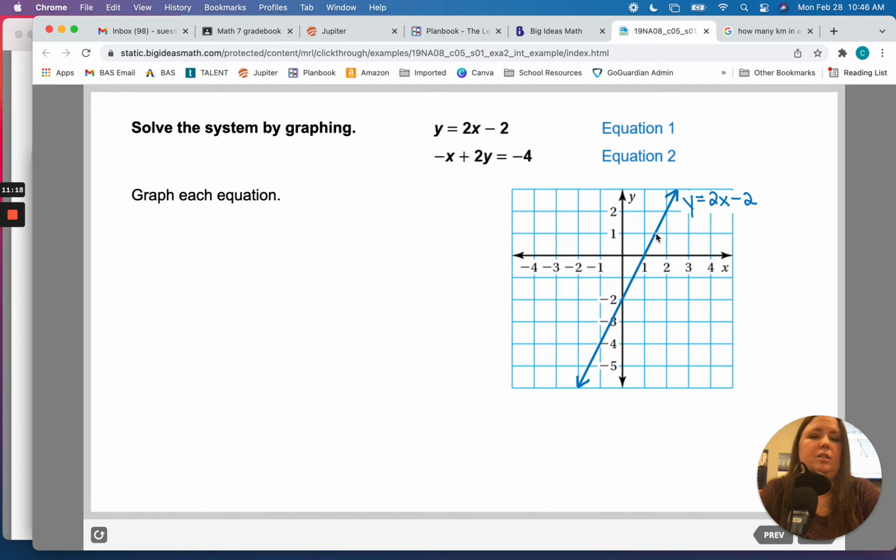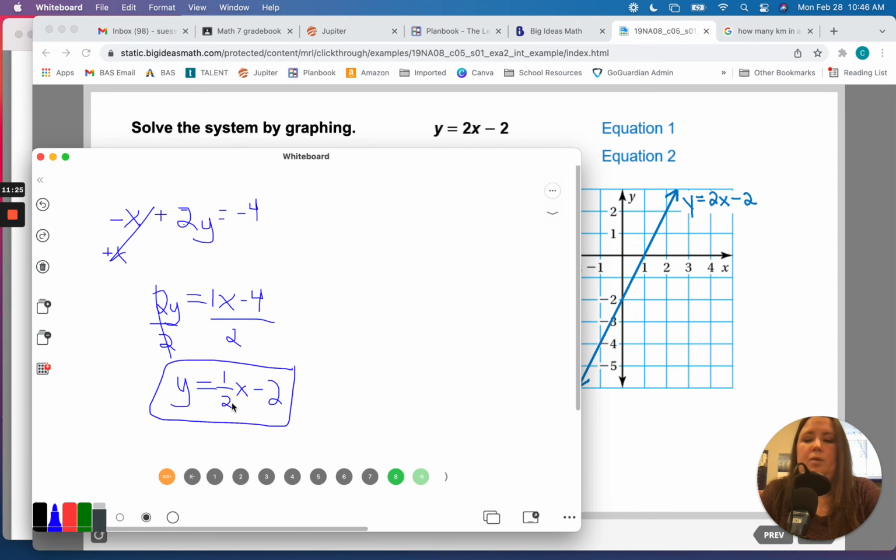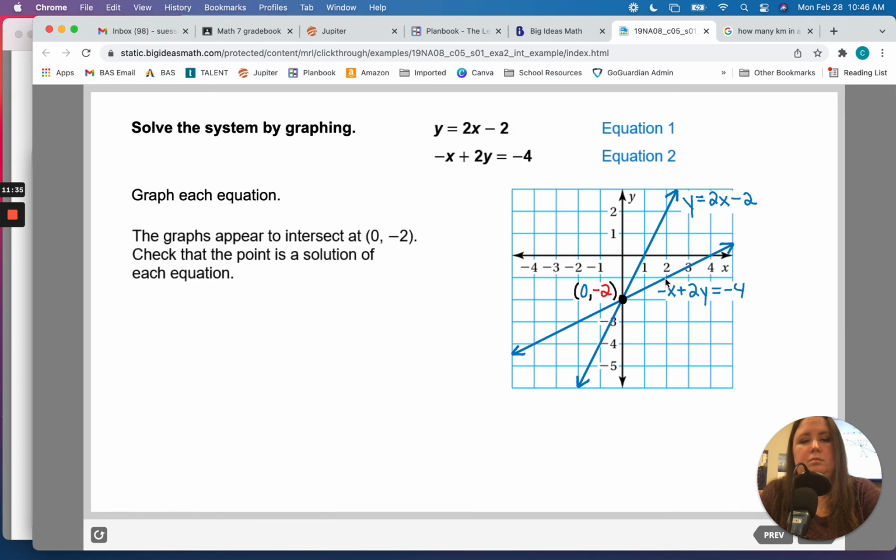Okay, so here's the first line. Now the second line, we wrote as an equation. 1/2 x minus 2. So what is my y-intercept? -2. So again, right here at minus 2. And what's my slope? 1/2. So up 1 over 2. So started here, up 1 over 2, because it was 1 over 2. Yep. Okay, so where do these two lines cross?